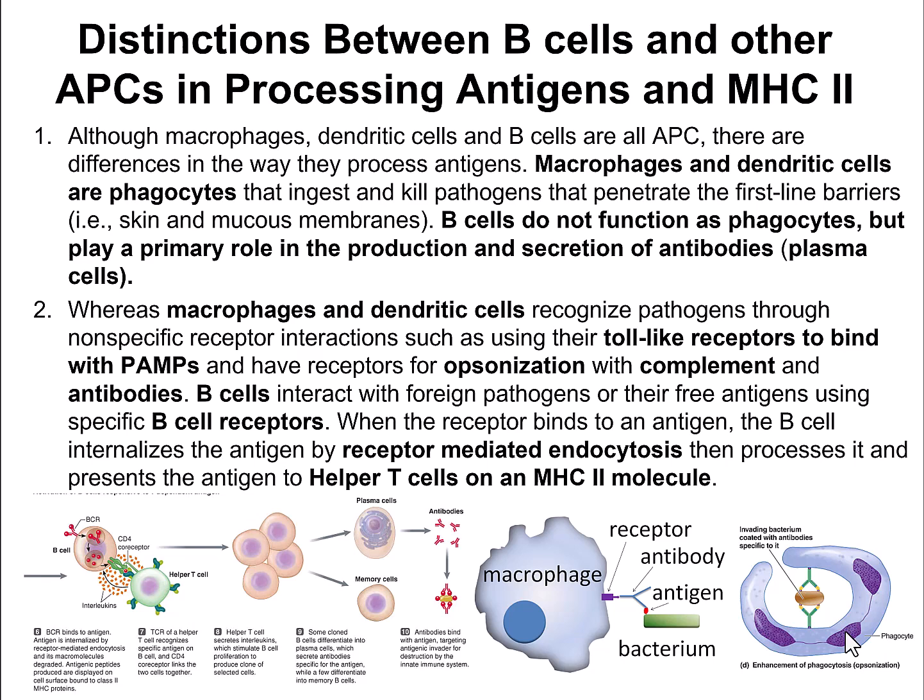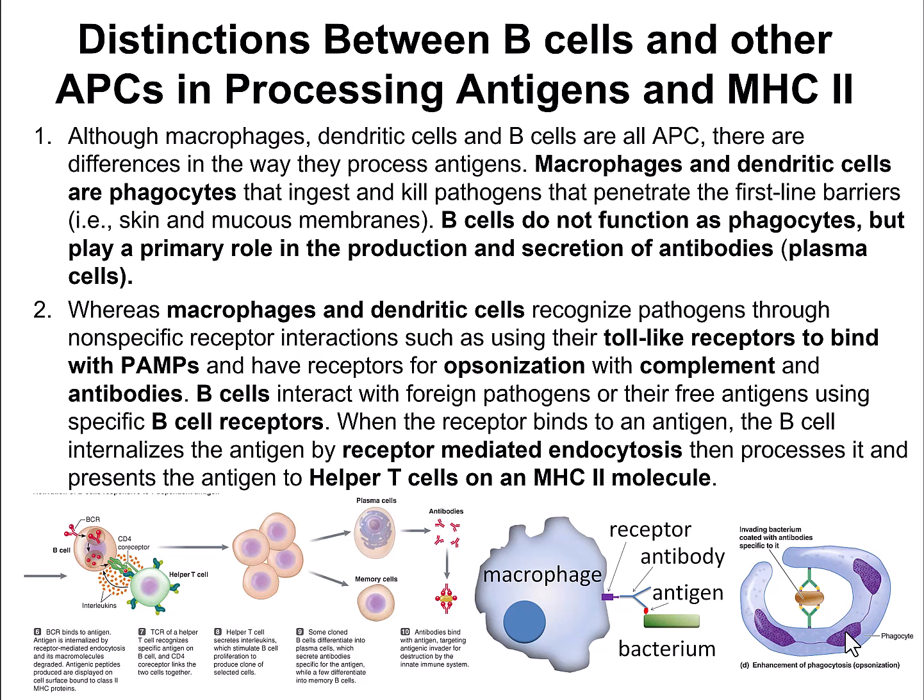The second major difference is that macrophages and dendritic cells are going to recognize pathogens through nonspecific receptor interactions, such as using their toll-like receptors to bind to PAMPs. PAMPs are pathogen-associated molecular patterns. And you can have multiple different toll-like receptors on a macrophage or dendritic cell that will bind to a PAMP. And then that's going to stimulate it to bring it in by phagocytosis.